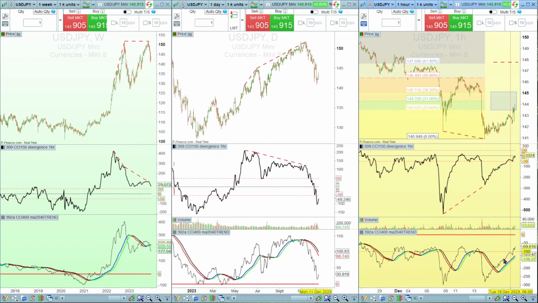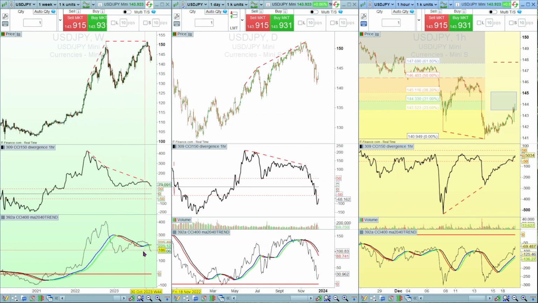So before we take any long trades, I'd like to see the hourly break above the 61%, in which case I want to see then eventually the daily break to the upside above its moving averages, and by that stage we may see further upside on the weekly as well.